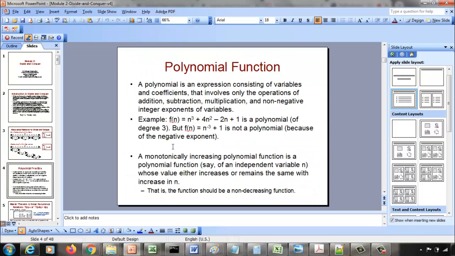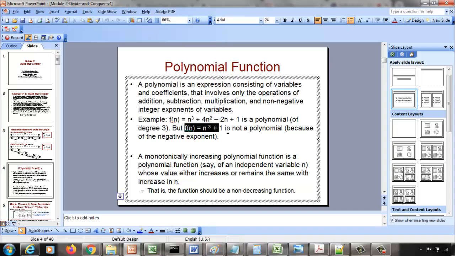If you are not sure what a polynomial function is, this is the definition. A polynomial is an expression containing variables and coefficients that involves only the operations of addition, subtraction, and multiplication, no division. And the exponents of the variables should be integers. So f of n equals n cube plus 4n square minus 2n plus 1 is a polynomial of degree 3. Degree is the largest exponent within the polynomial. But we cannot say f of n equals n to the power negative 3 plus 1 is a polynomial, because the exponent is negative. We cannot have a negative exponent as part of a polynomial. So f of n equals n to the negative 3 plus 1 is not a polynomial.